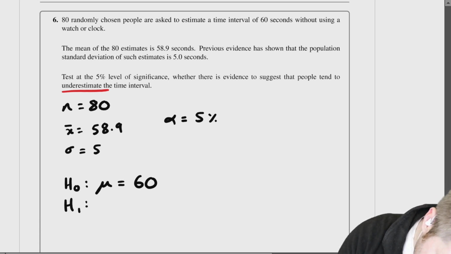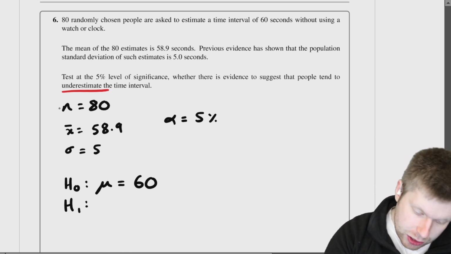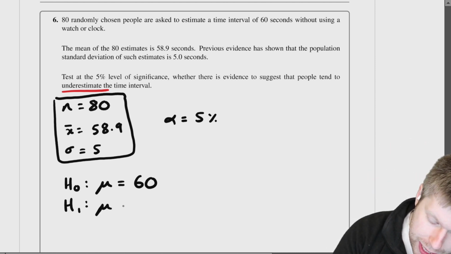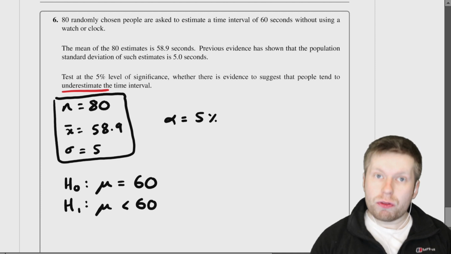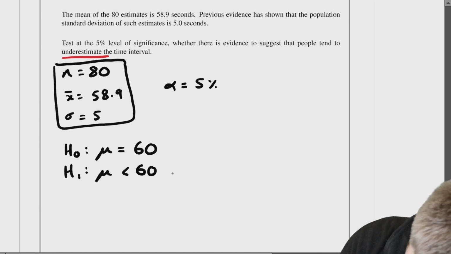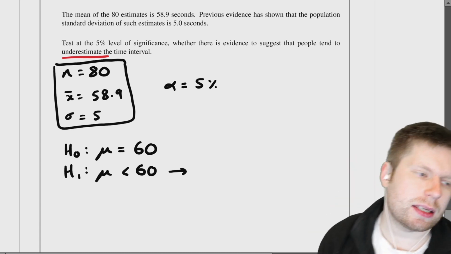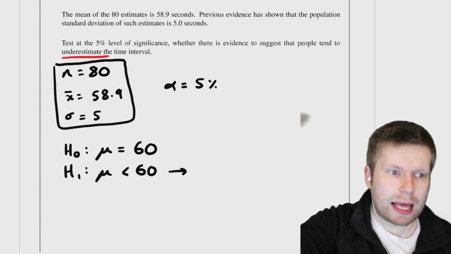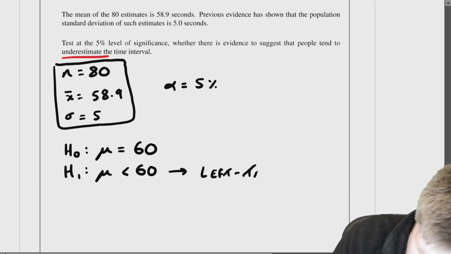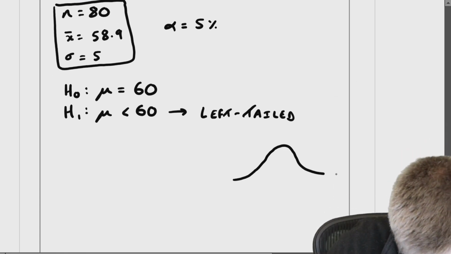Whereas the underestimating bit basically means, is there evidence based on this particular sample data to suggest that actually the mean is less than that? So actually people tend to underestimate, in other words, count less than 60 seconds. Now, from my alternative hypothesis, I know that because mu is less than 60, because I'm asking for the population mean being less than some value, it's a one-tailed test, and because it's less than, it's a left-tailed test. In other words, when I draw my curve out, so here's my normal curve here.